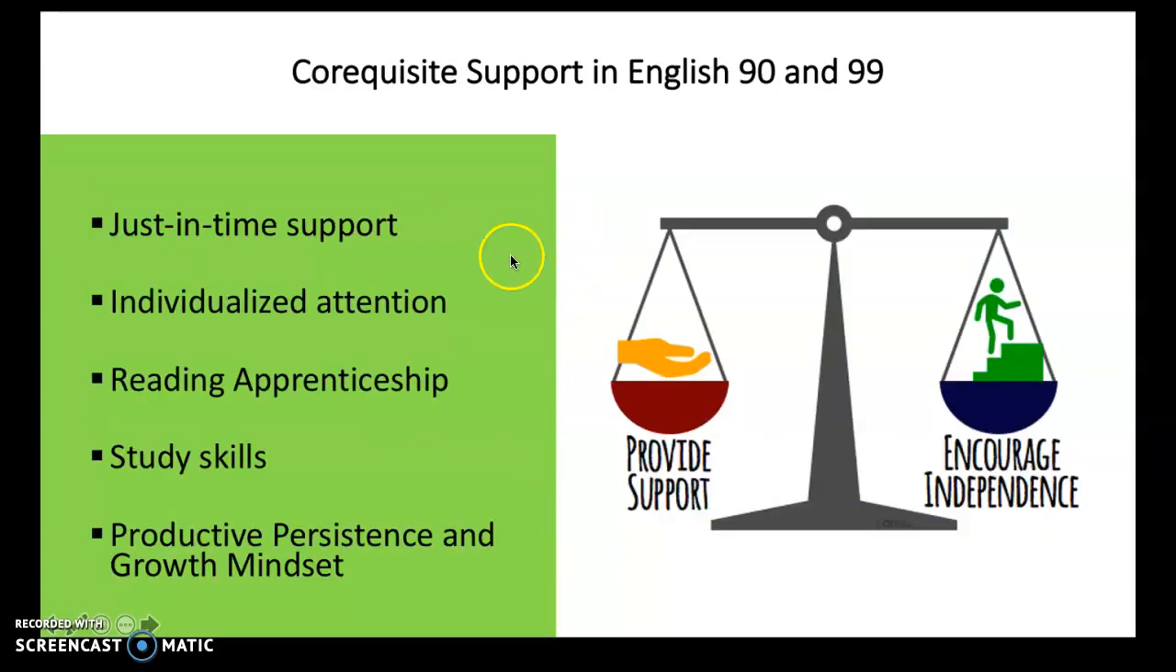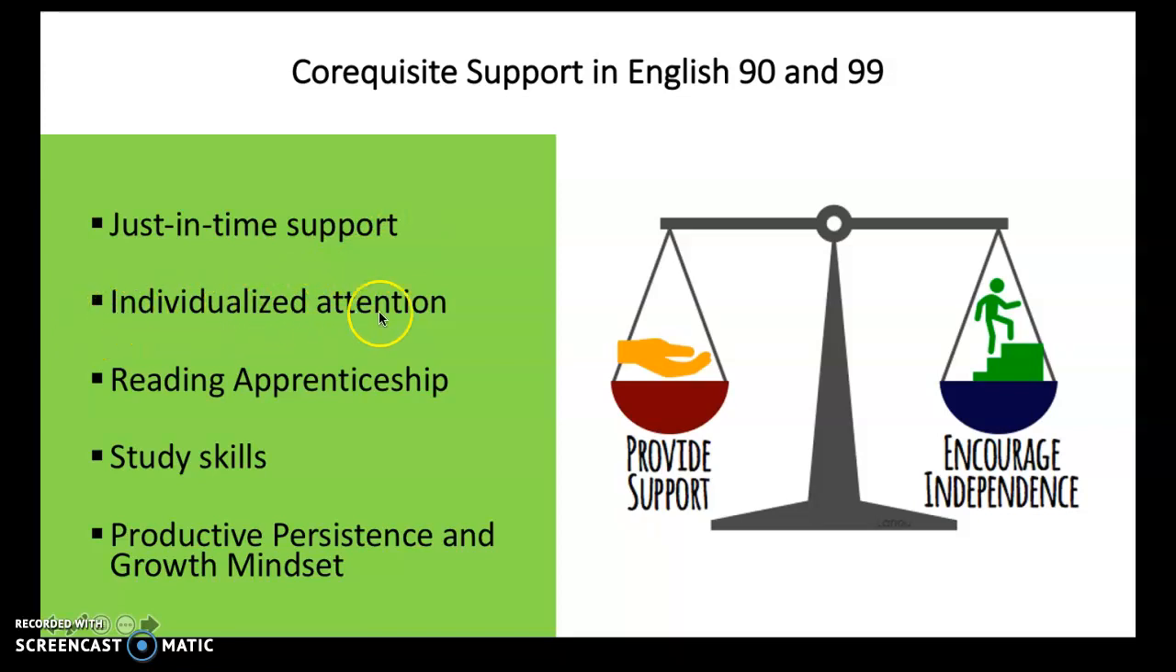So the co-requisite support in both English 90 and English 99 are intended to strike a good balance between providing support to students and really encouraging their independence so that as they move away from the support class, they can still be successful. So part of what you want to be thinking about is how to offer just-in-time support to students. Based on what you're seeing in their performance in English 101, that will really dictate the kinds of activities and work that you do in the co-requisite support class.